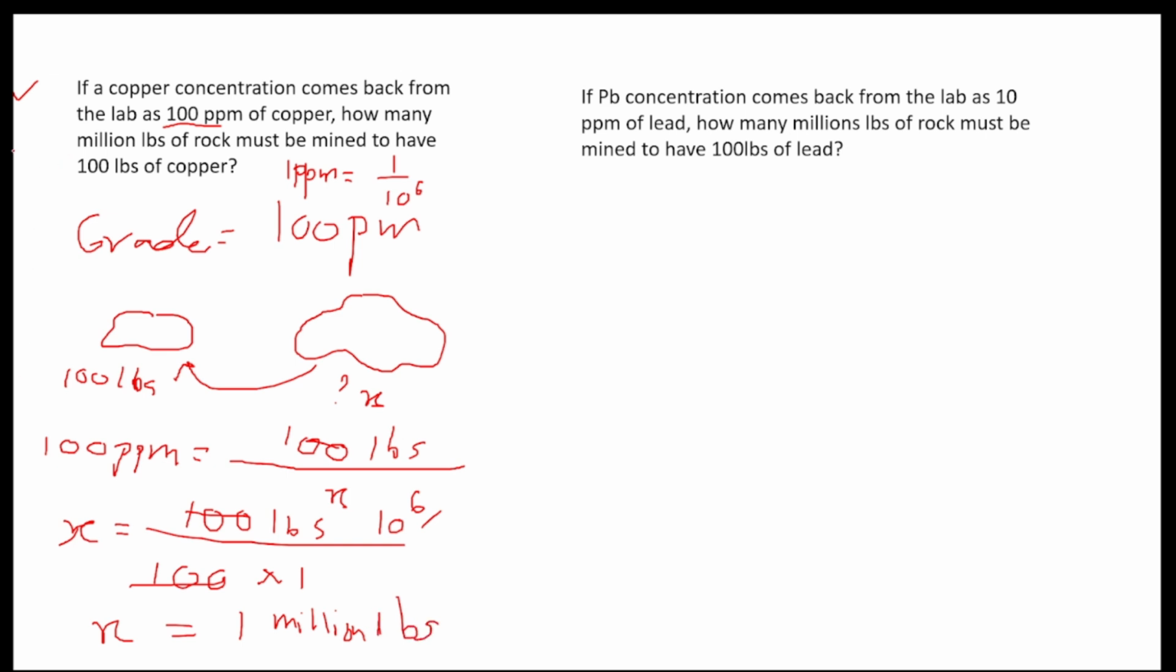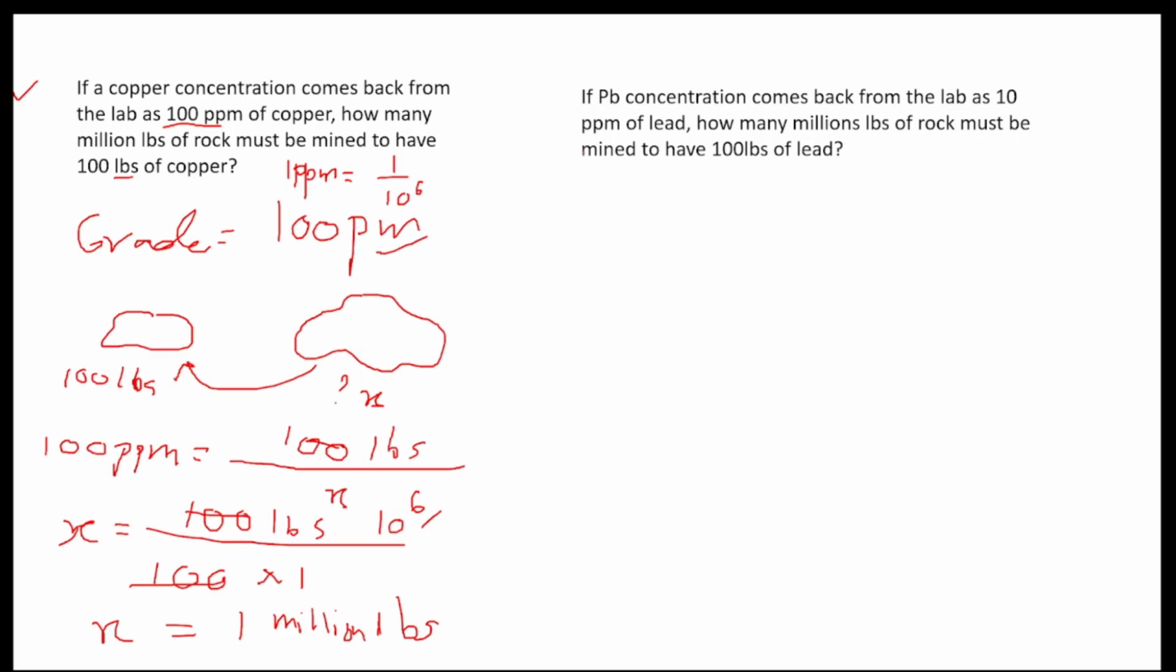One thing you should remember here: most students will have confusion whether this is the grade or the 100 pounds is the grade. Grade is mostly given in ppm, so check the units here. 100 pounds of copper is extracted from this much ore body, which is in pounds. So grade will be in ppm for this case.